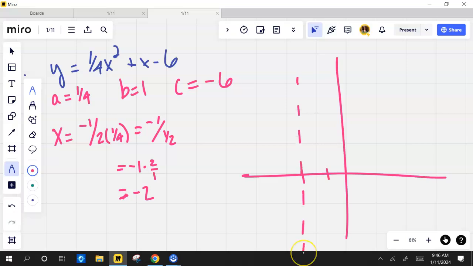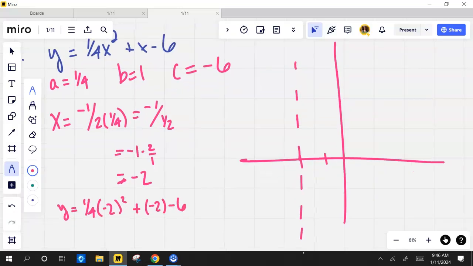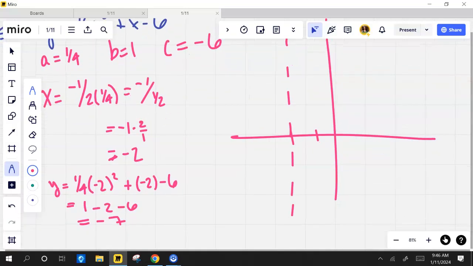How do I find where on this axis the vertex occurs? Plug it back in. Take that original equation, plug it back in. Let's see, -2 squared is +4, and 4 times a fourth is 1. -2 minus 6 would give me -7. Is that what y'all got? So on this axis, I'm going to go down 7: 1, 2, 3, 4, 5, 6, 7.